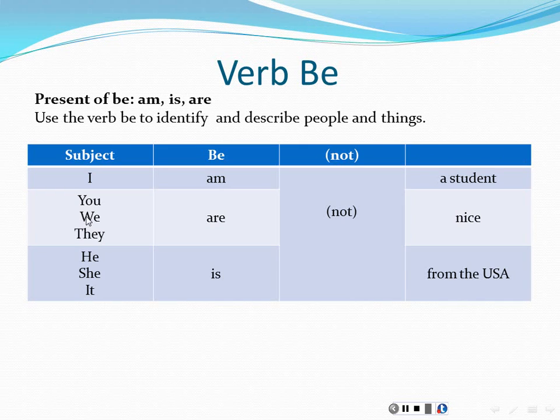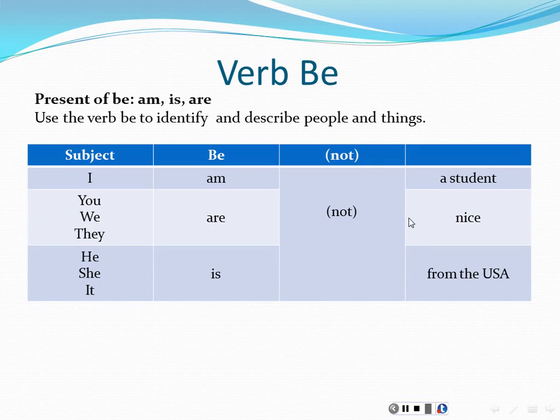Okay, the next group of pronouns, the subject pronouns, we have you, we and they. You, we said we can use it for one, two or more. Okay, so you are nice, you are smart, you are intelligent, you are good looking. So after the verb to be, we used here an adjective, nice. You are nice. Okay, it might mean kind or beautiful. Nice. So you are nice.